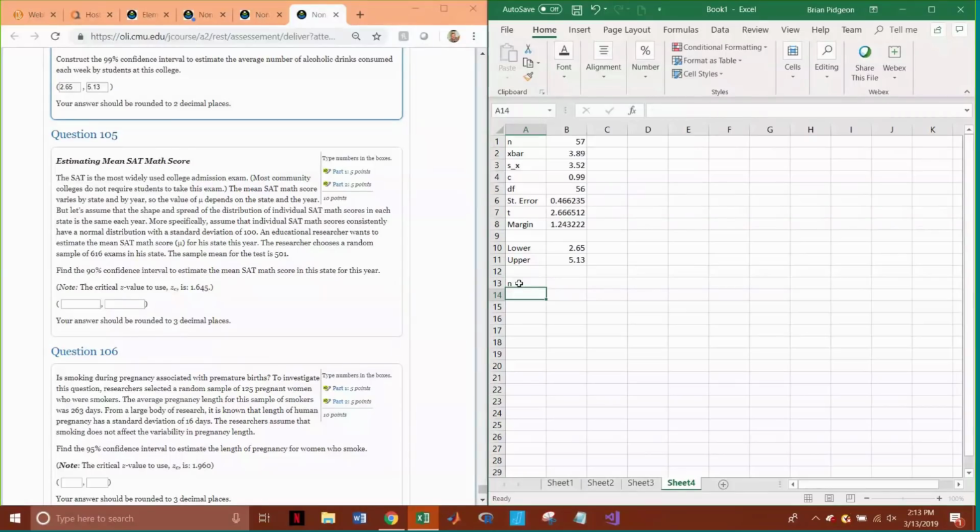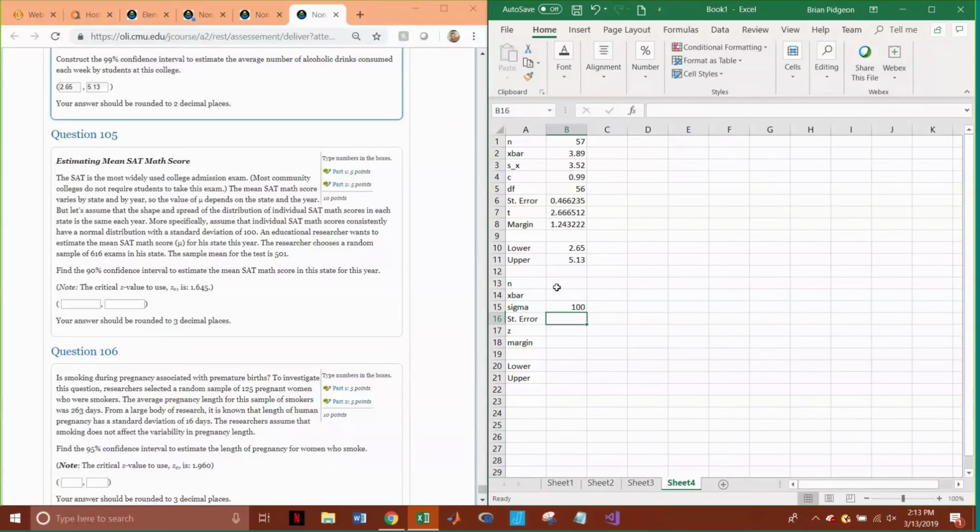So we're going to be given n, x bar, sigma, our confidence level. Actually, we don't even need that anymore. We get our standard error, our z, our margin of error, lower and upper. That's all we need. So here we have the SAT. So we assume that individual SAT scores consistently have a normal distribution with standard deviation of 100. So that's our population standard deviation, sigma.